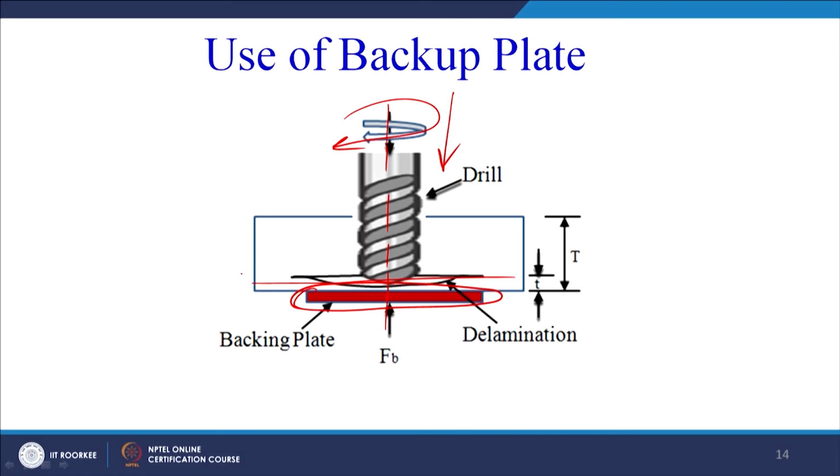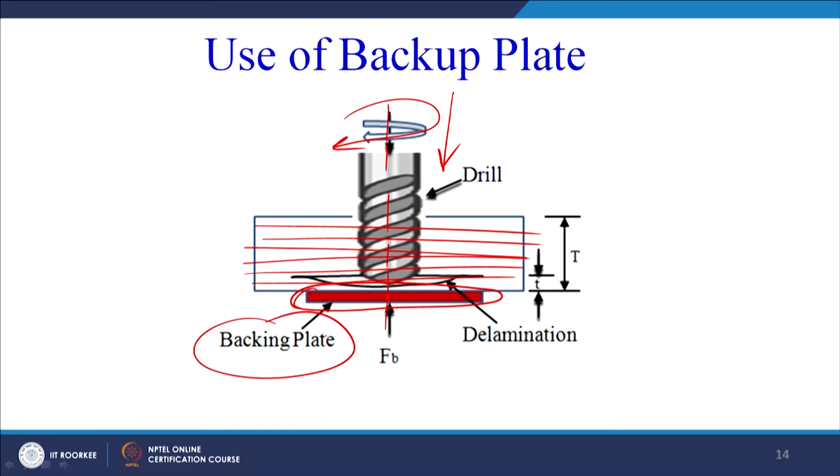Now these are the layers in the laminated composite. When the drill goes down, this backing plate will not allow the lower layers to delaminate. Otherwise, if the backup plate is not there, the bottom layers of the fibers will tend to delaminate. So this type of delamination can be easily avoided using this backup plate.